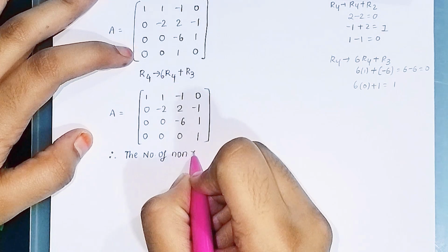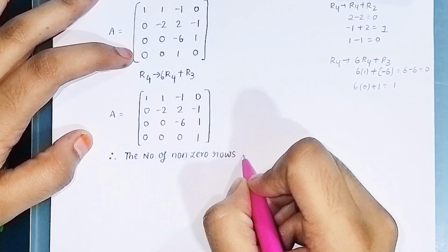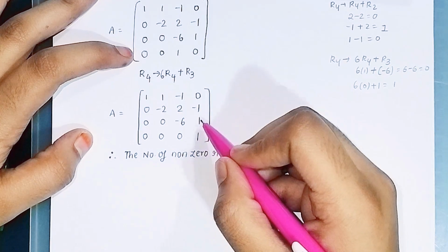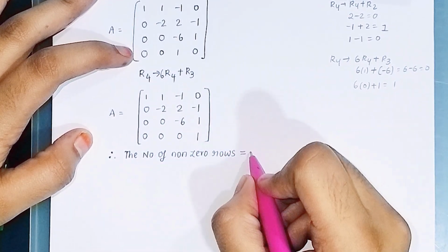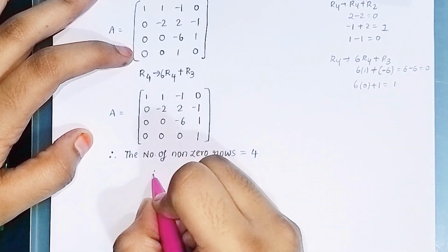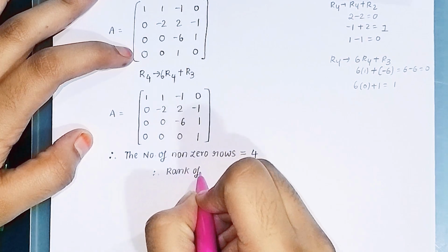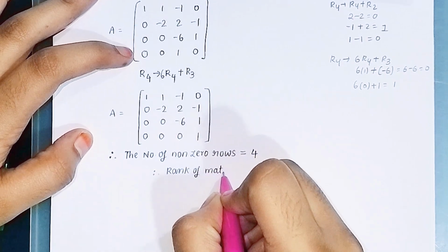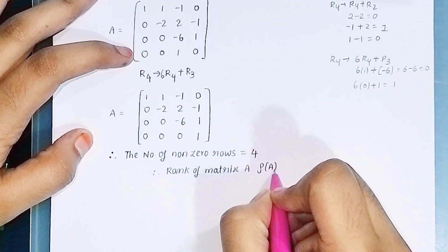The number of non-zero rows which we got are 4, because there is no row which has complete zeros because all are non-zeros. So we have 4 non-zero rows. So the rank of the matrix A will be nothing but, so we will be writing rank of A equal to 4.